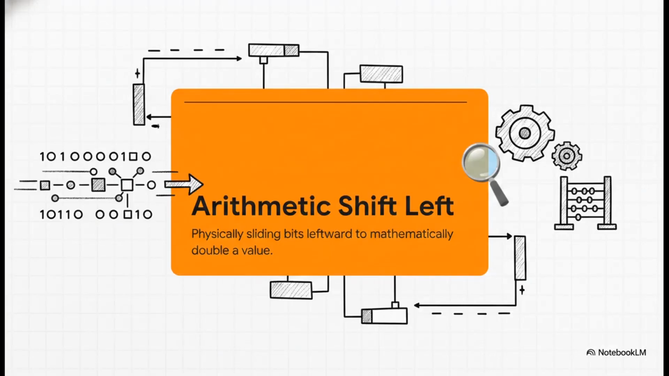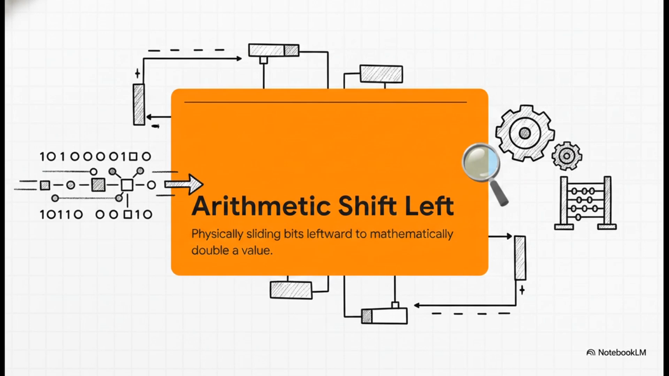Well, they had to rely on a couple of really fundamental tools. For complete beginners, it actually helps to not think of these as abstract math equations at all, but rather as physical, mechanical movements of data inside the chip. Our two main survival tools are ASL and SBC. ASL stands for arithmetic shift left. It physically slides the ones and zeros of our binary numbers exactly one space to the left.